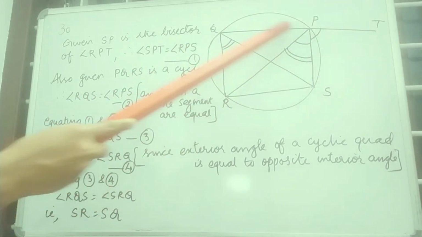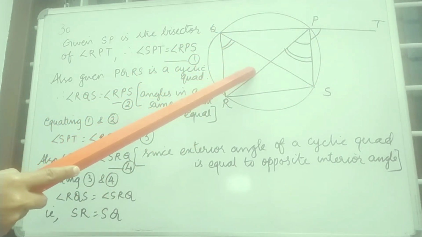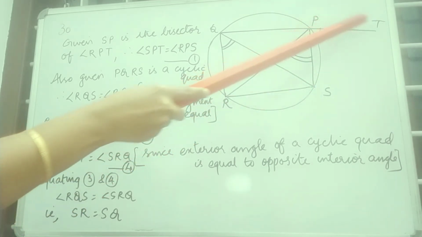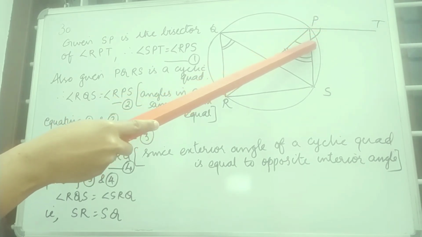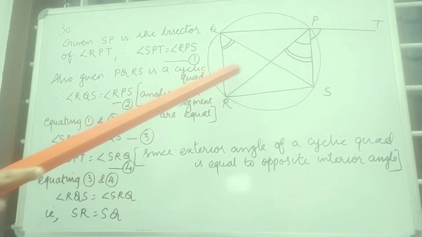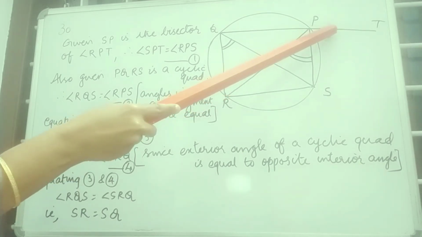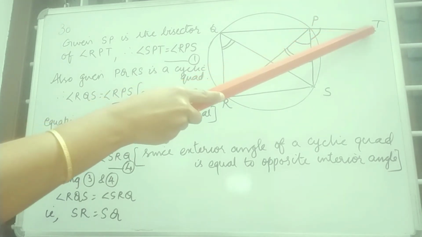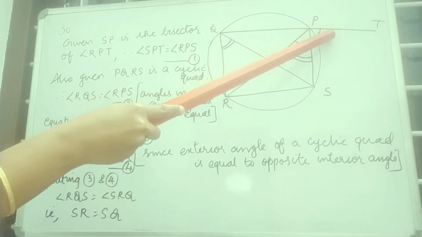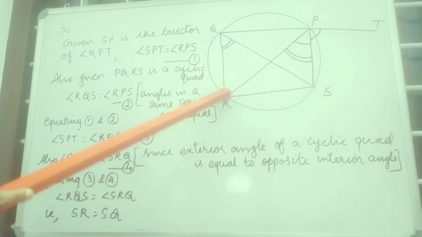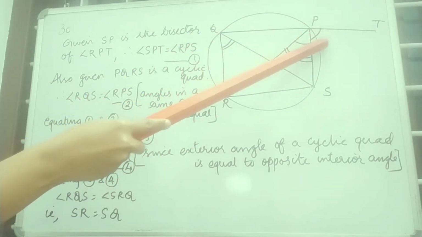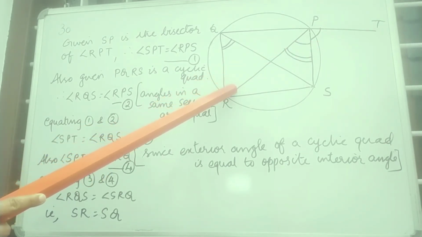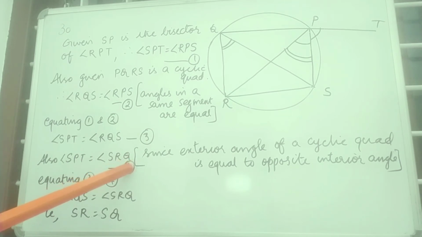Given PQRS is a cyclic quadrilateral. In this cyclic quadrilateral, angle SPT is the exterior angle. The opposite interior angle of this exterior angle is angle R, so these two will be equal. That is, angle SPT will be equal to angle SRQ. That is, the exterior angle of a cyclic quadrilateral is equal to the opposite interior angle. Let it be equation number 4.